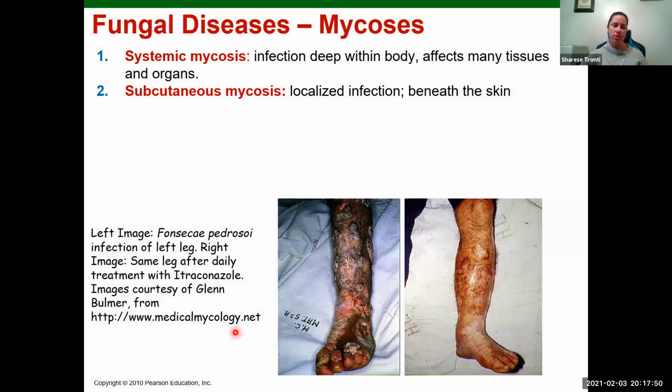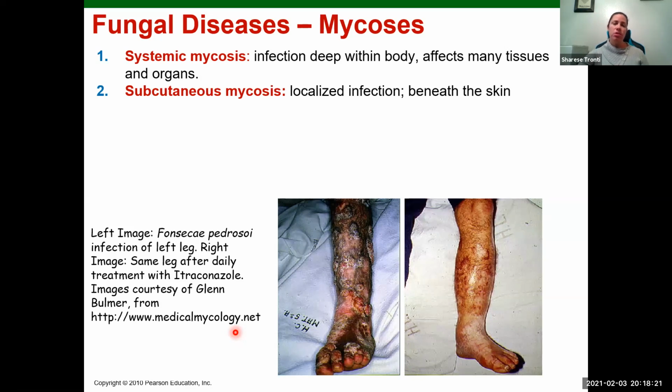What I do want you to focus on is the different mycoses. Mycoses means a fungal infection, and there's several different types of fungal infections. So I do want you to know these. We have systemic mycosis. That's going to be a fungal infection that's systemic, right? It's throughout the entire body. So this is going to be deep within the body, not just on the skin, but deep in the body. It's going to affect all the tissues as well as the organs.